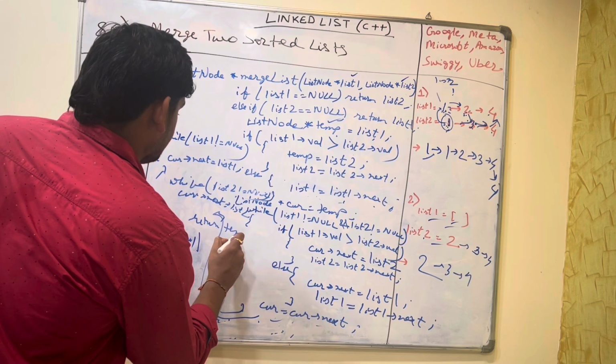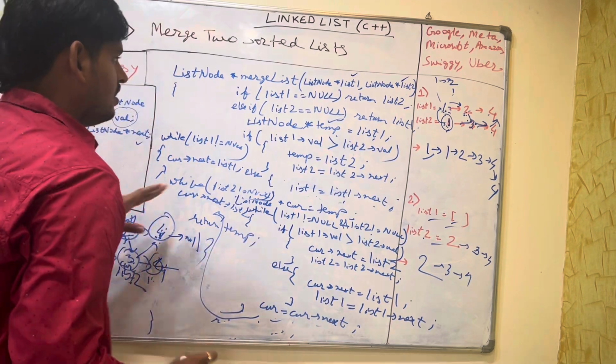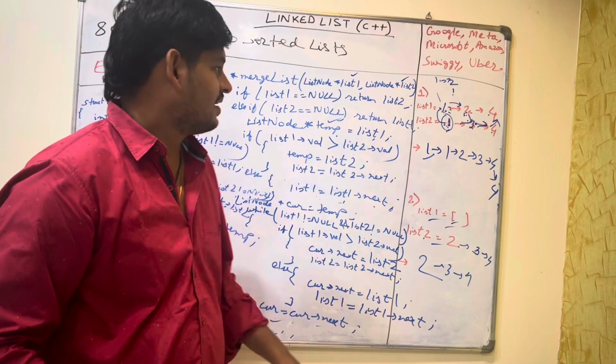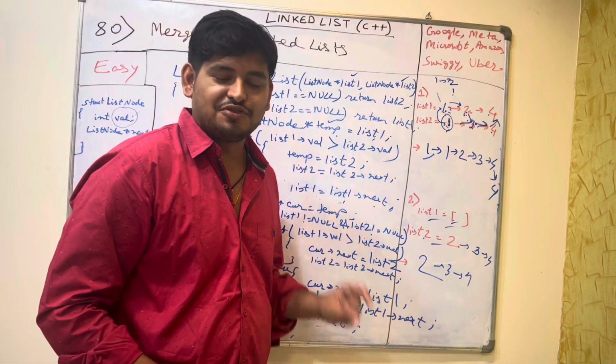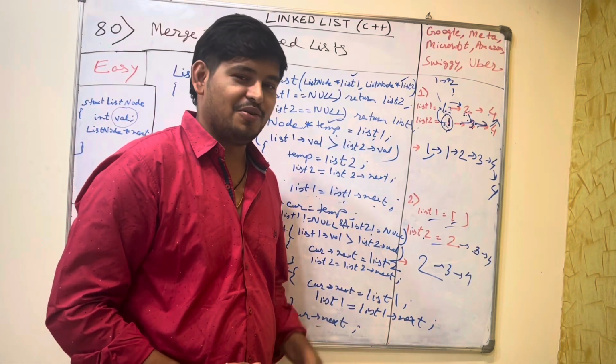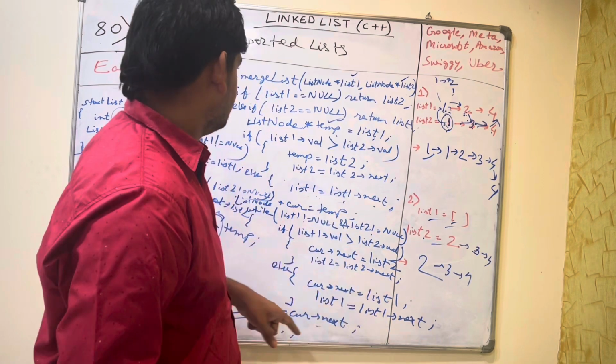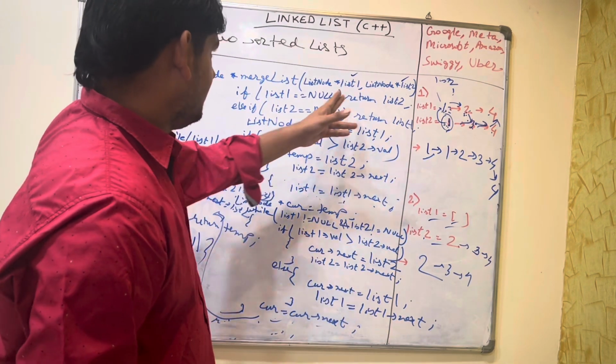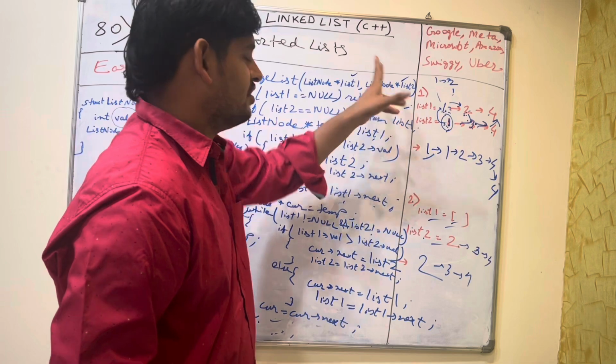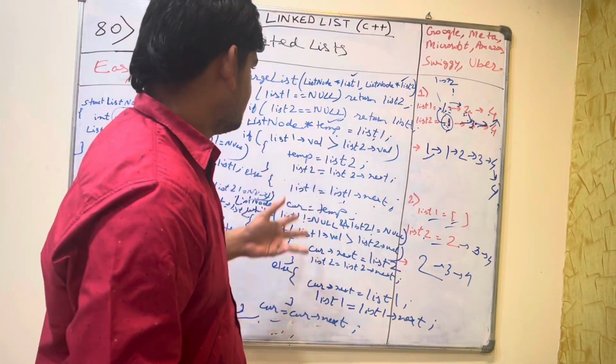There is a lack of space, but I think you have understood the solution. Okay? Please try it yourself. The link to the question is given in the description, and then come to my code walkthrough section. The time complexity would be order of n or n plus n, right? Size of this, because we are traversing both the lists. Okay, and the space complexity is order of 1.